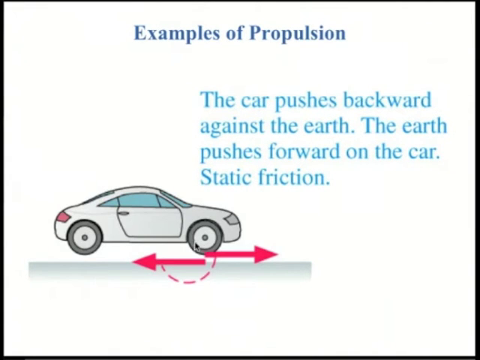Here's a car with front-wheel drive. You step on the gas, it tries to rotate this wheel clockwise. The wheel pushes backwards on the earth with a force of static friction. The Earth pushes forwards on the car with a force of static friction, and that is what causes the car to go forward.